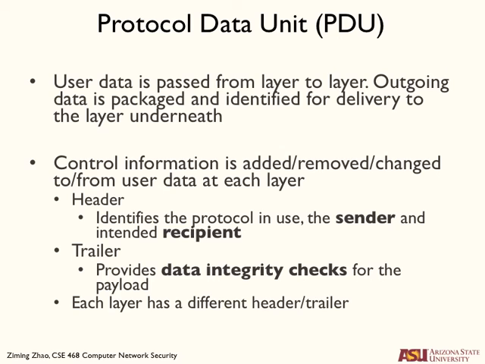Most of this control information we put in a header, and in some cases we put it in a trailer. If we put it in a header, it is most likely a source address and a destination address. And the trailer always has a data integrity check for security or reliability reasons. Each layer has its own different header and trailer.